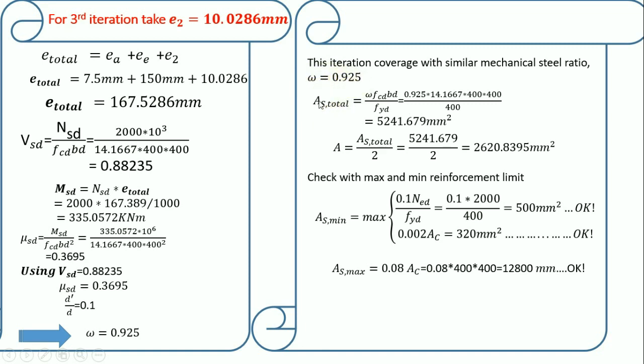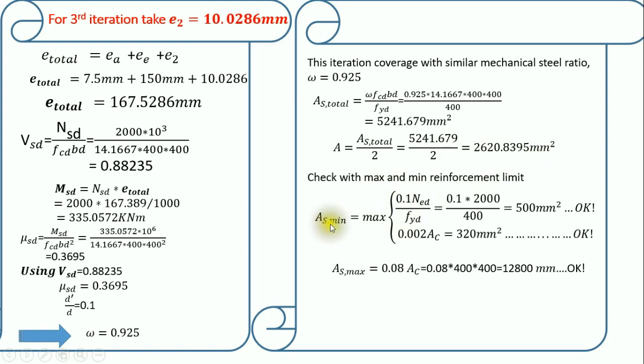Well, how to calculate AS total? AS total is equal to mechanical stress ratio 0.925 B times D over FYD, 5241.679, but it's arranged in two rows. A is equal to AS total over 2, 2620.8395 mm.